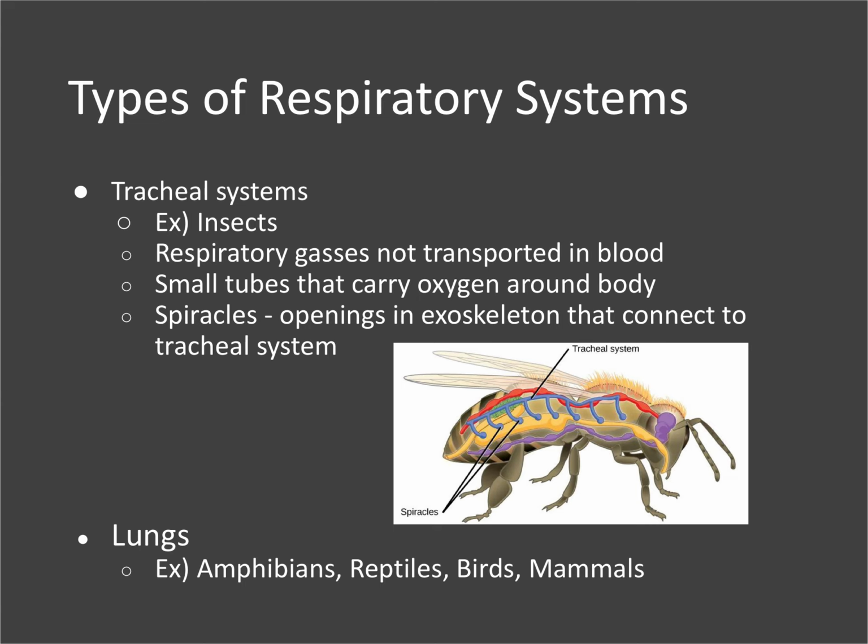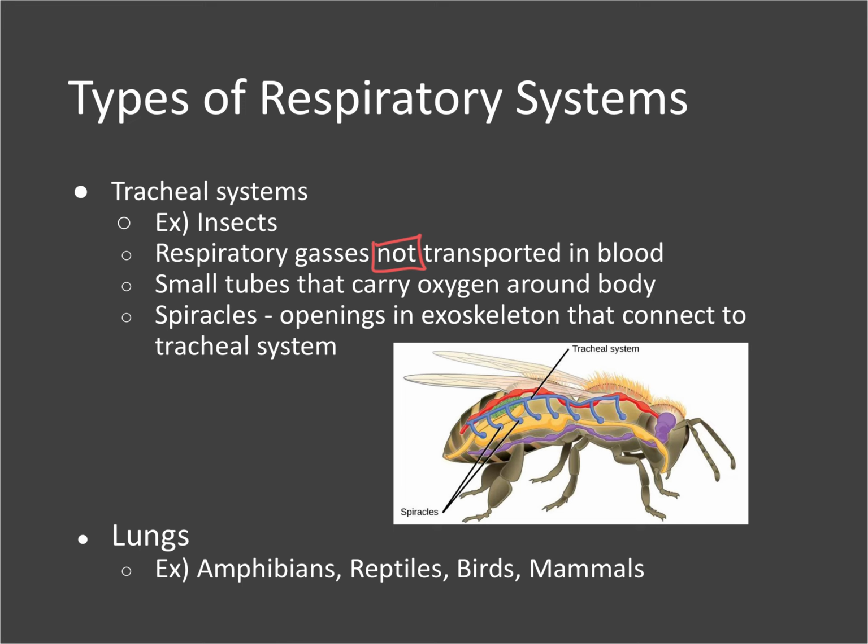Other organisms, such as insects, have tracheal systems. And this is kind of interesting because with insects, the respiratory gases are not transported in the blood. So, in most other organisms, you kind of have this connection between the respiratory and circulatory systems because the respiratory system delivers oxygen to the blood, transports that oxygen around the body, and then picks up waste products like carbon dioxide, which it then delivers back to the respiratory system to be released out of the body. But that's not the case with insects.